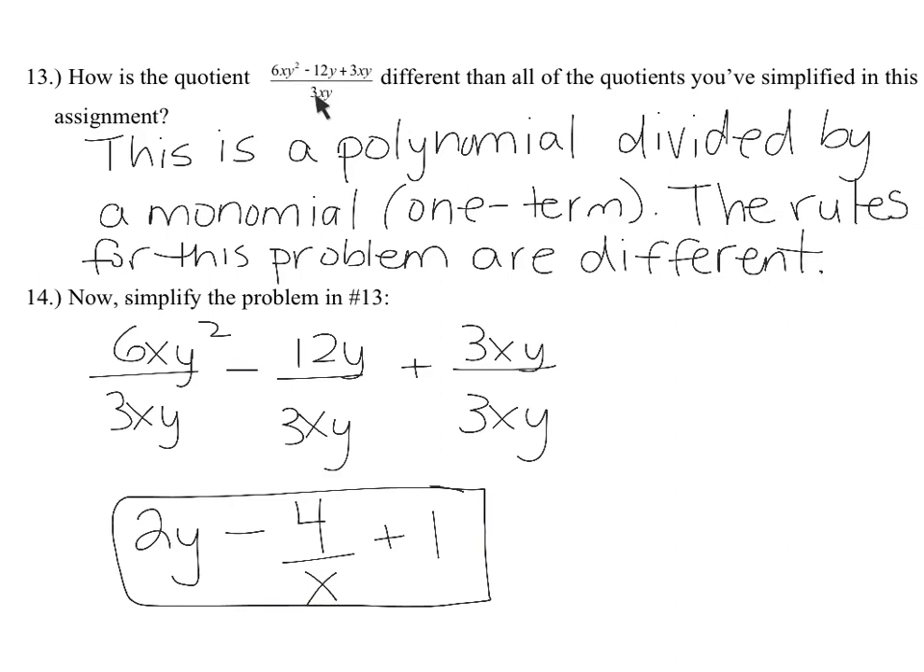If you just have one term at the bottom, then all you have to do is put the 3xy underneath all of the terms, which is what I did here in the solving part, or the simplifying part, and then you just reduce each fraction separately. And so I was left with 2y minus 4 over x plus 1.